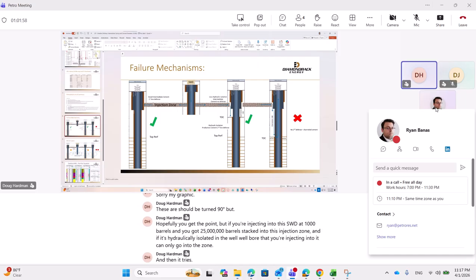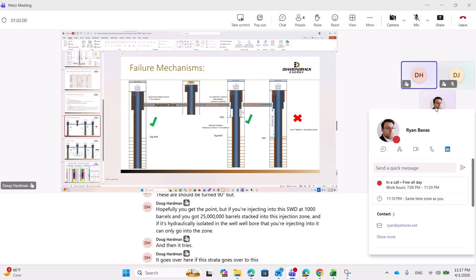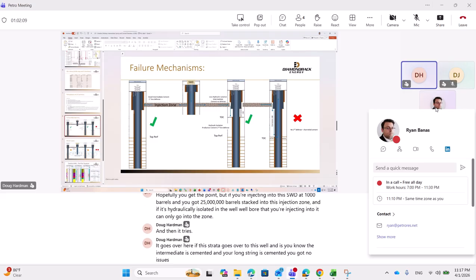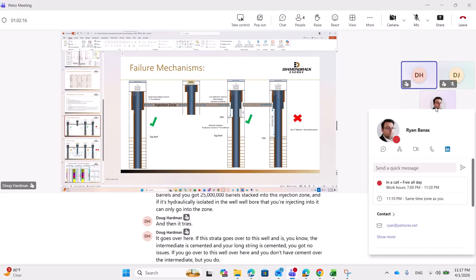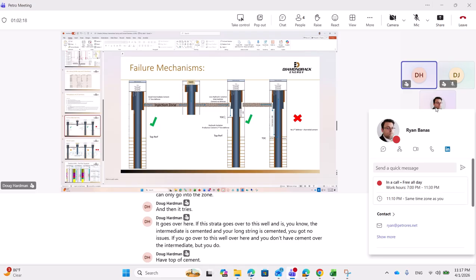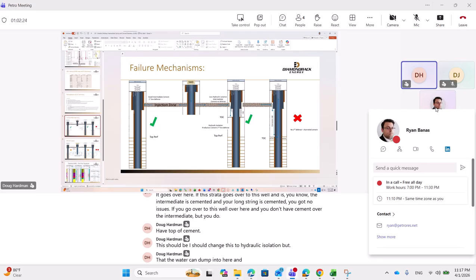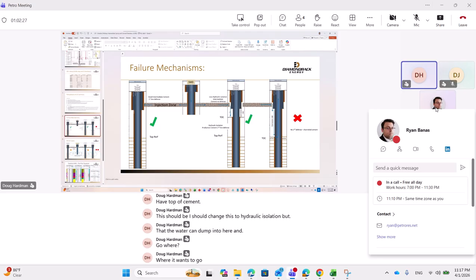If this strata goes over to this well and the intermediate is cemented and your long string is cemented, you've got no issues. If you go over to this well over here and you don't have cement over the intermediate, but you do have top of cement, this should be, I should change this to hydraulic isolation, but the water can dump into here and go wherever it wants to go, and you're exposed to corrosion.